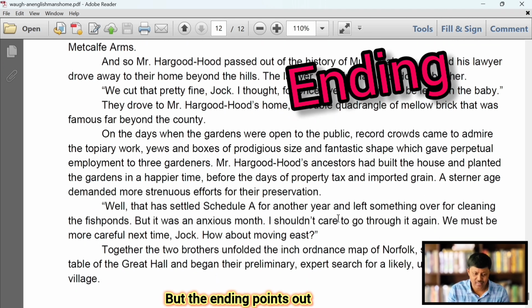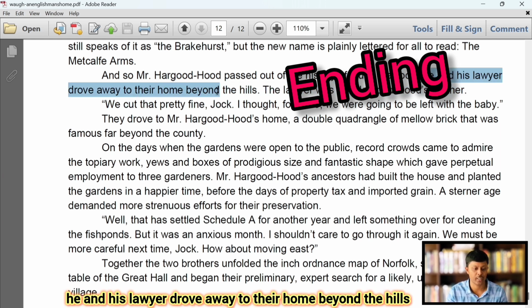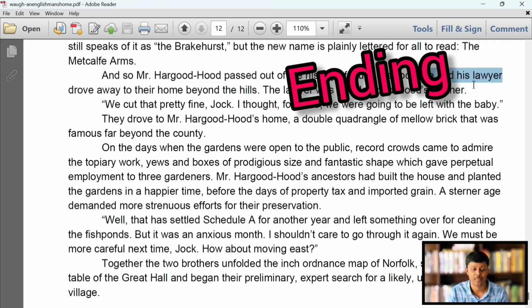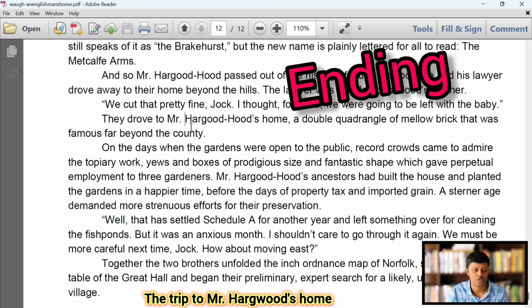But the ending points out that Mr. Harcourt Hood and his brother, he and his lawyer, see here, he and his lawyer drove away to their home beyond the hills. The lawyer was Mr. Harcourt Hood's brother. Quick, a pretty fine joke. I thought for once we are going to be left with the baby. The trip to Mr. Harcourt Hood's home, a double quadrangle of mellow brick that was famous far beyond the country. They plot the whole idea.